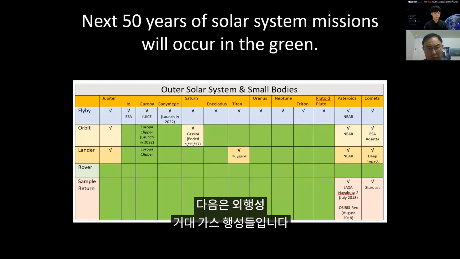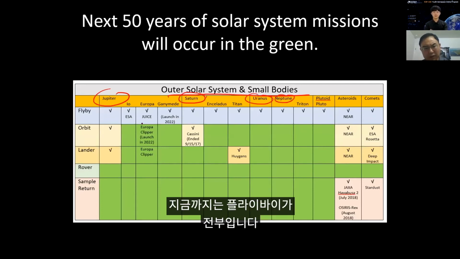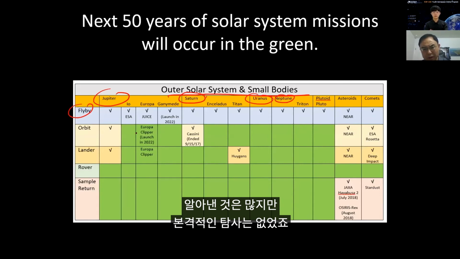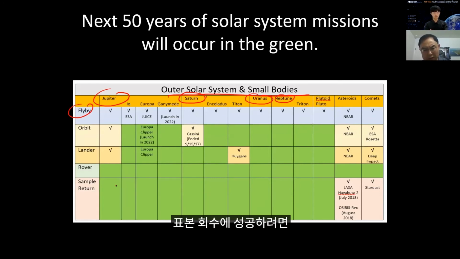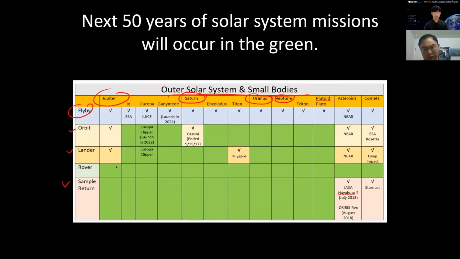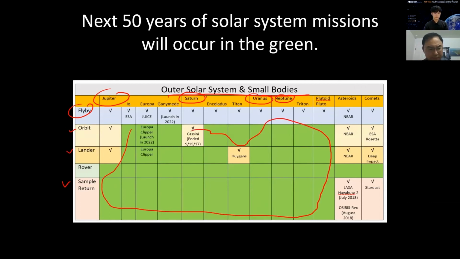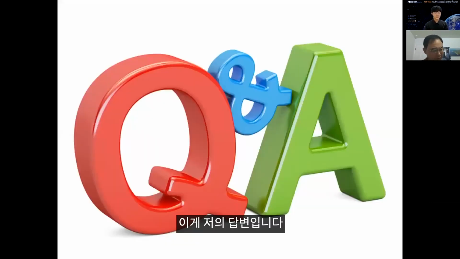And then the outer planets, gas giants, you know, Jupiter, Saturn, we haven't explored that much, right? You notice the only thing we've done is a flyby, pass by. So we think we know a lot, but we haven't explored that much. Again, we focus on sample return and all the other orbiters and landers heading to different places. So these are the places we are going to explore for the next 50 years. Okay, so I answered the question.